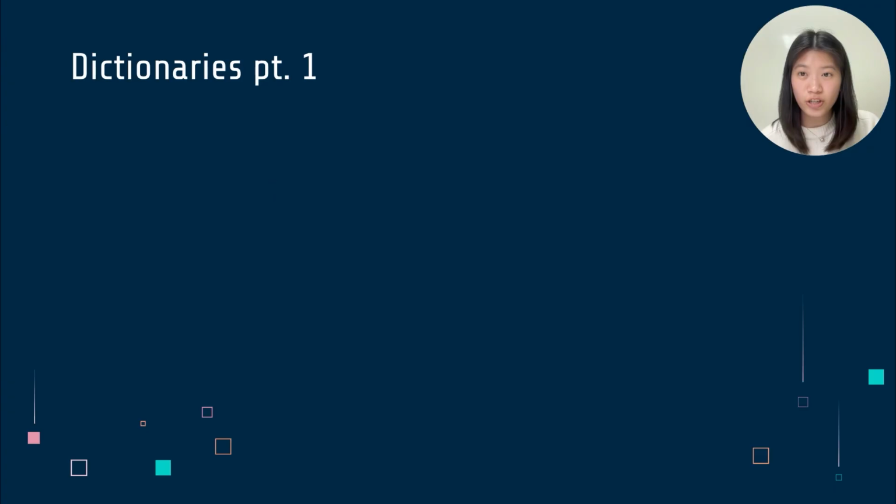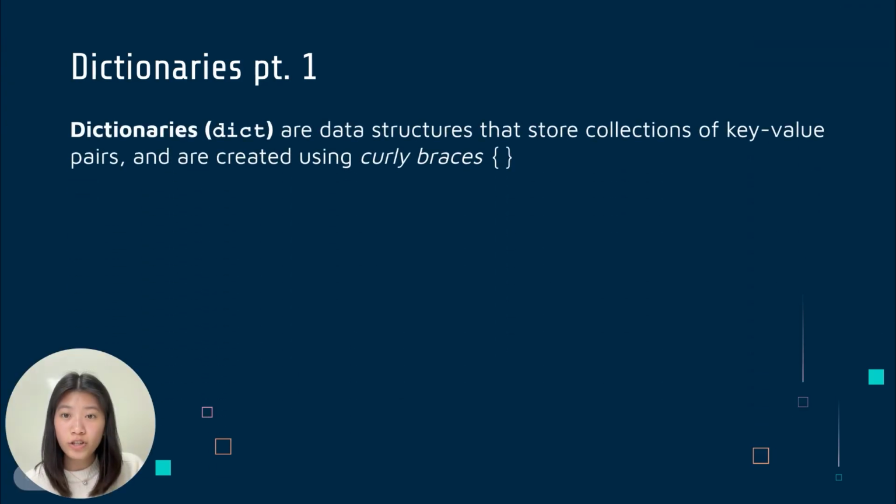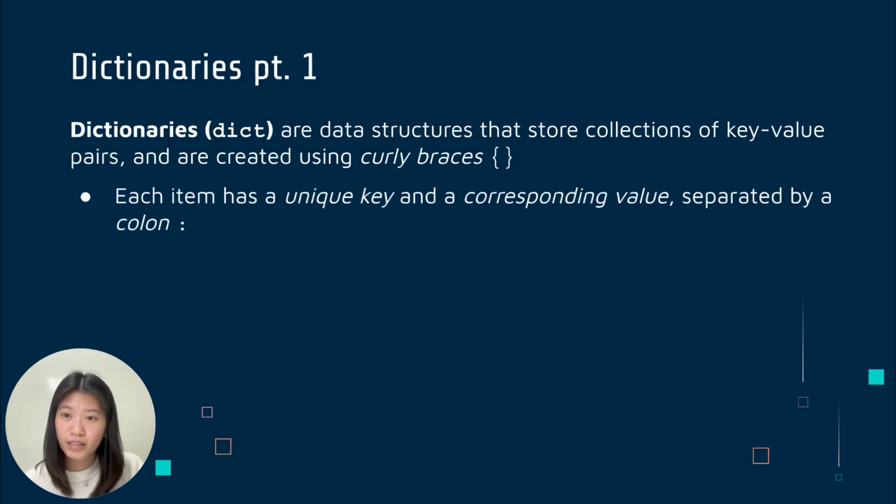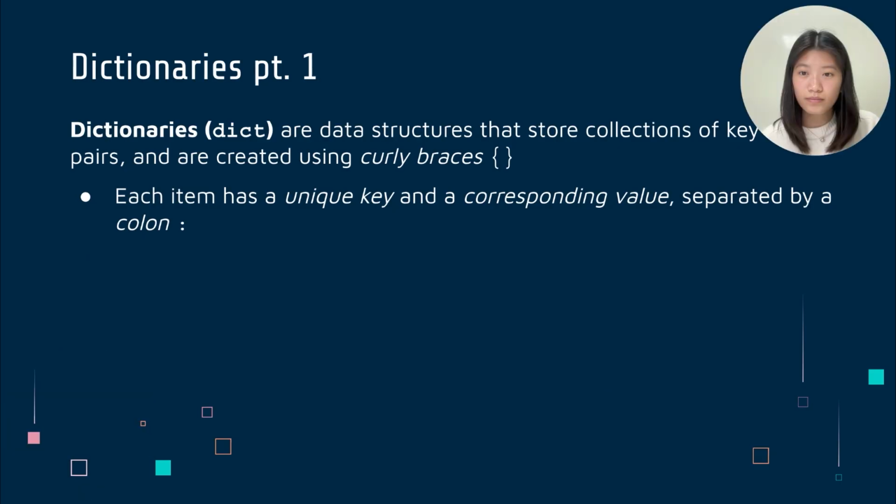So now moving on to dictionaries. A dictionary is a data structure that stores a collection of key value pairs, and they're created using curly braces. So each item in this dictionary is going to have a unique key and a corresponding value, and these two values are going to be separated by a colon.